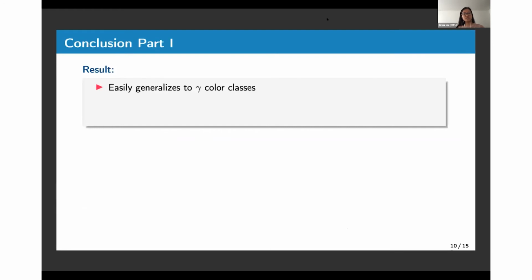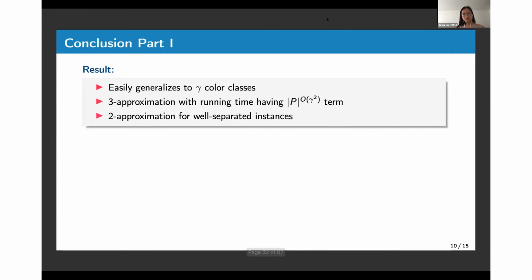And it's quite easy to generalize this to gamma number of colors, because instead of 2 fractional centers at the end, we'll end up with roughly gamma many. So at the beginning, we should guess about gamma many centers for each of the gamma colors. This is why we have a gamma squared term in our exponent of the running time. And recall that overall it's a 3 approximation when we consider the easy case of not well-separated instances.